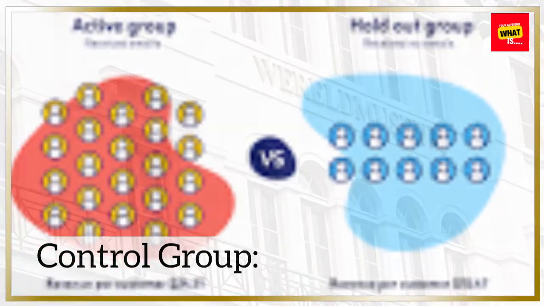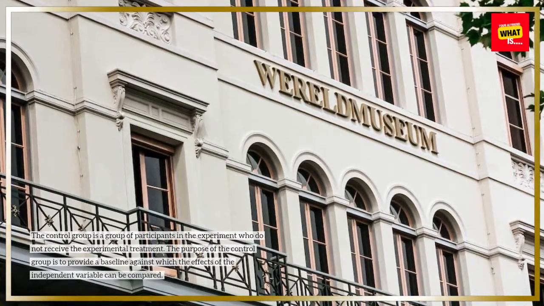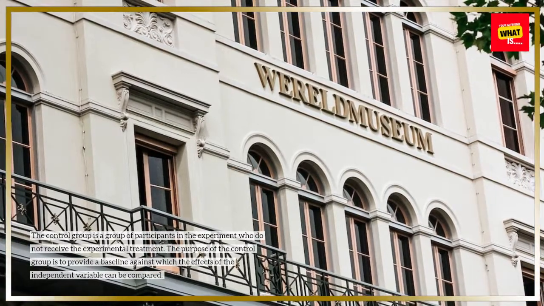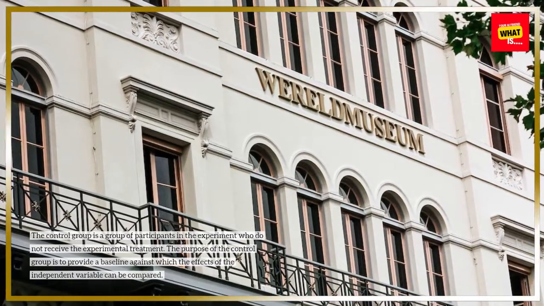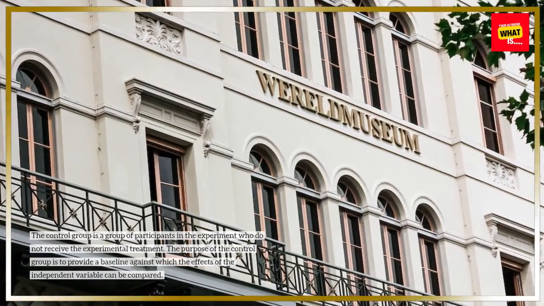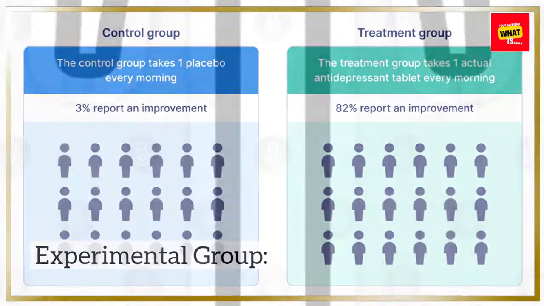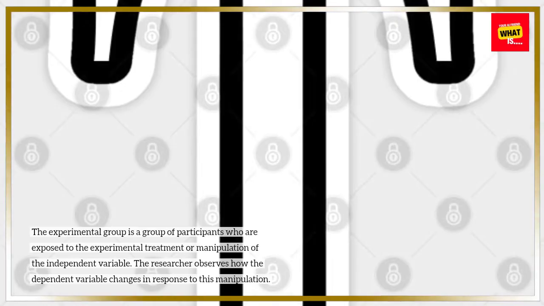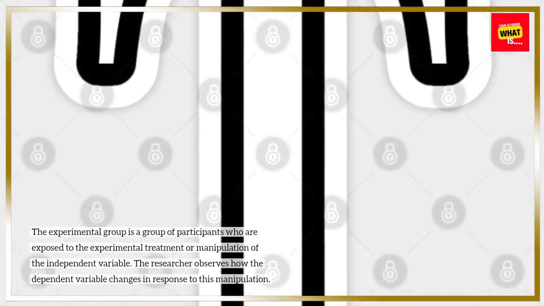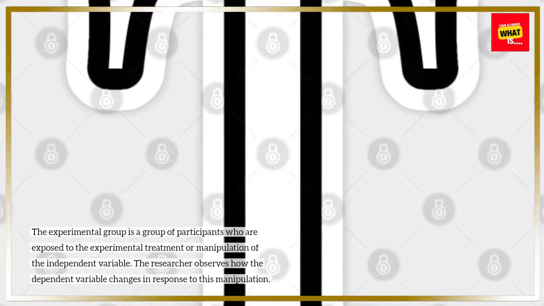Control group. The control group is a group of participants in the experiment who do not receive the experimental treatment. The purpose of the control group is to provide a baseline against which the effects of the independent variable can be compared. Experimental group. The experimental group is a group of participants who are exposed to the experimental treatment or manipulation of the independent variable. The researcher observes how the dependent variable changes in response to this manipulation.